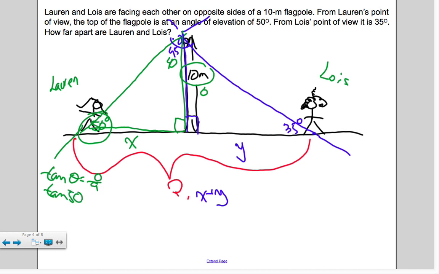Opposite is 10, and the adjacent side is x. So x is really 10 over tan of 50. Take out calculators. What's 10 divided by tan of 50? 8.39? Same answer as my last class, so that's good. Right, so here we see that this distance is 8.39.